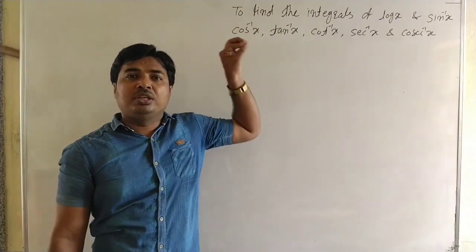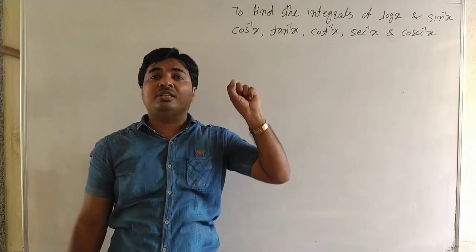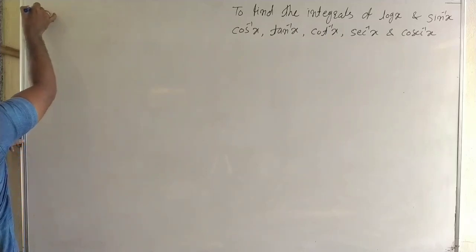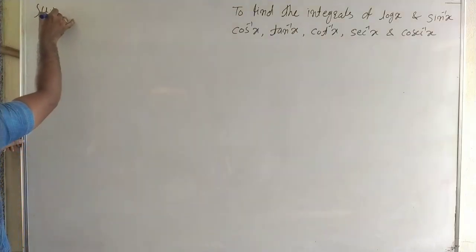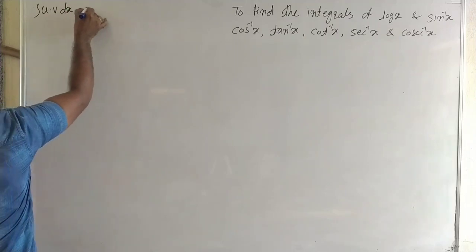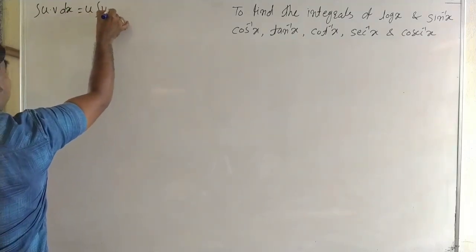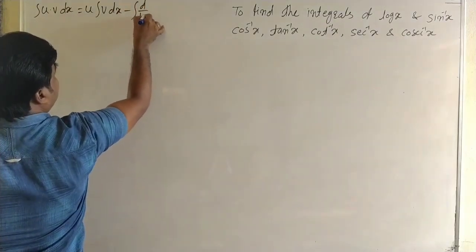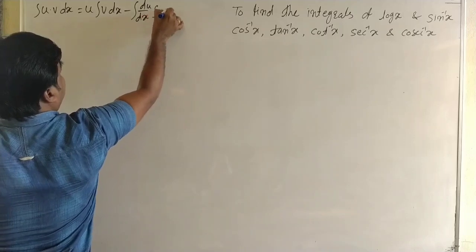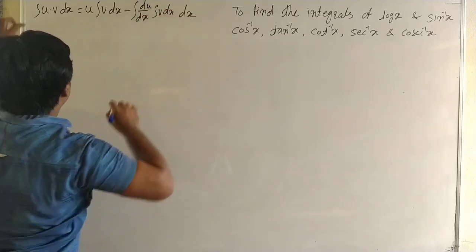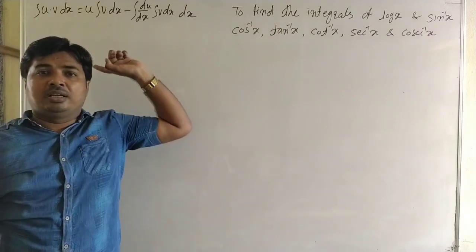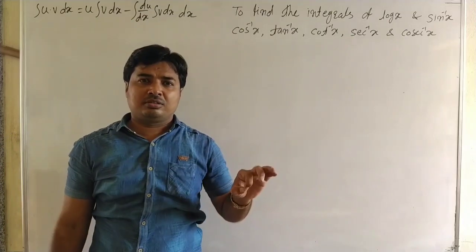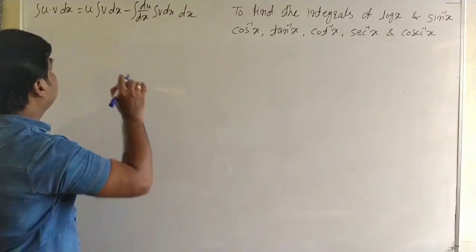So to find the integrals of these functions, we use integration by parts. See carefully, the formula is: integral of u into v dx is u into integral of v, minus integral of derivative of u into integral of v. It is the formula for integration by parts. Now we find the integral of log x.